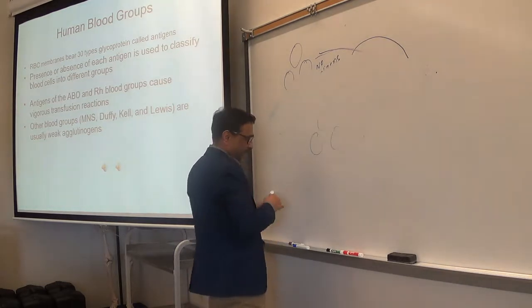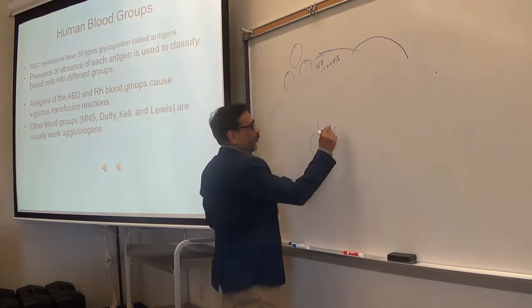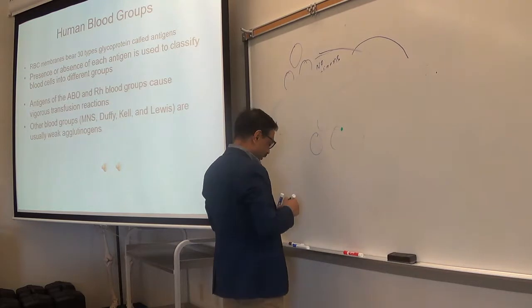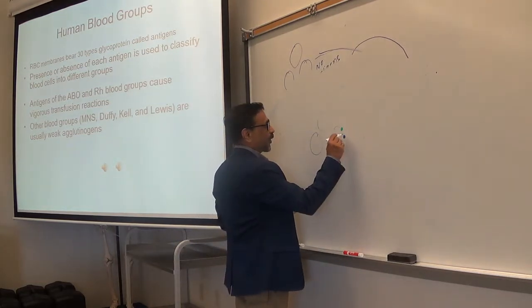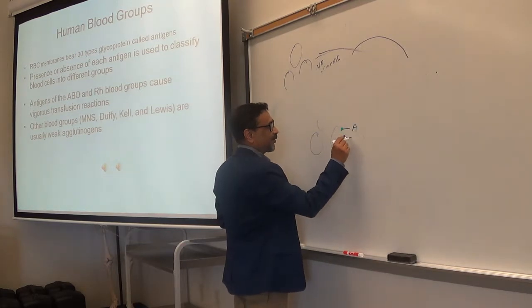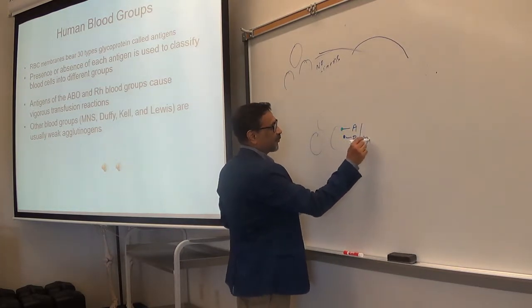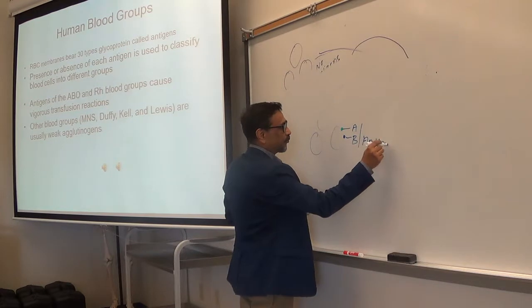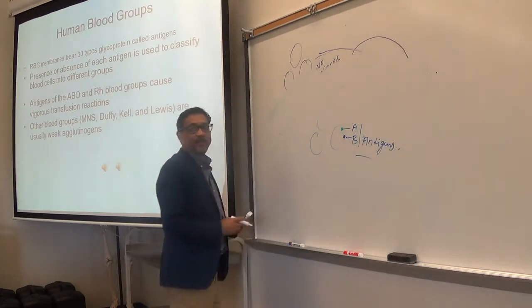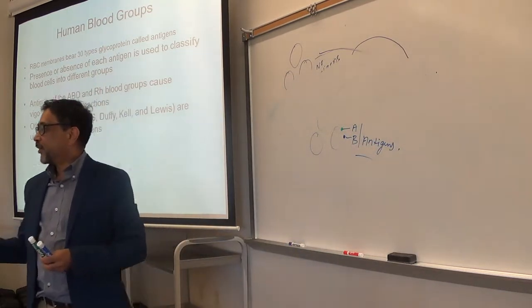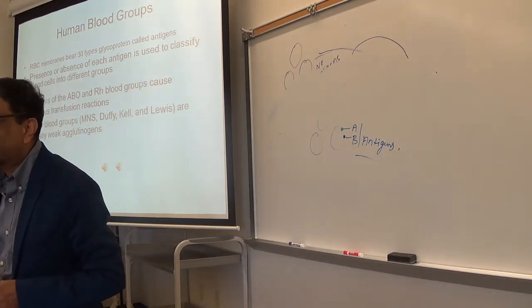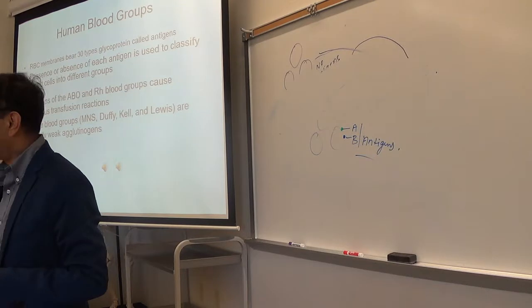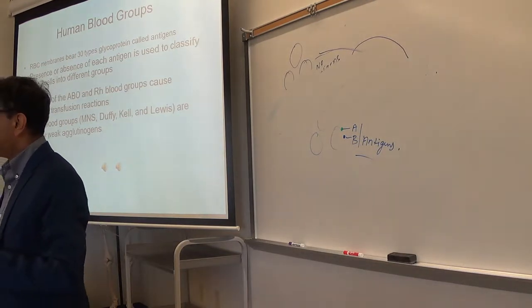This is AB blood. So you have both A and B. Okay, so you have A antigen, B antigen. Now AB is called universal what? Recipient. O is universal donor, AB universal recipient.